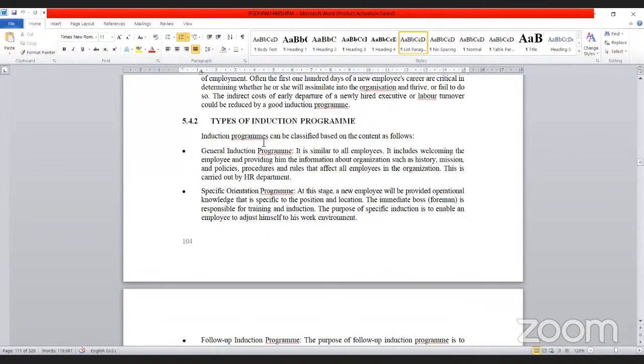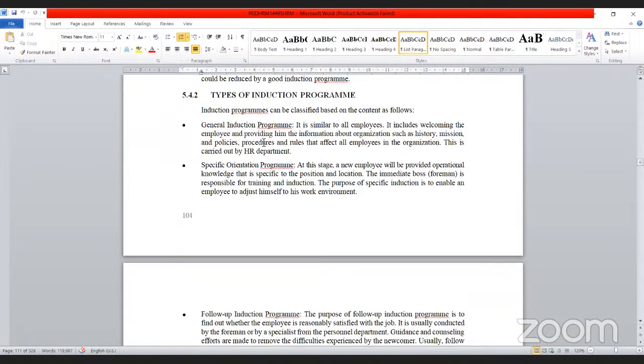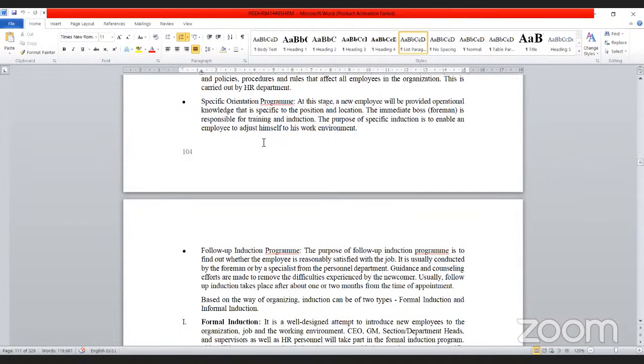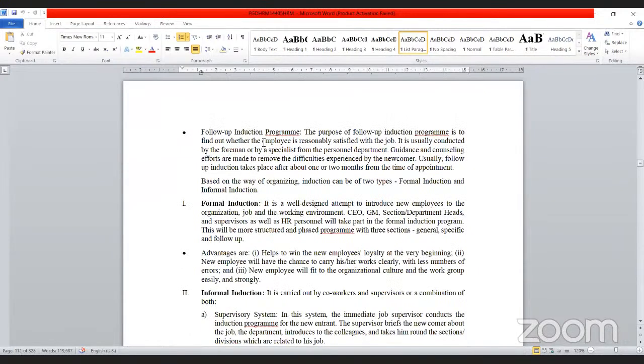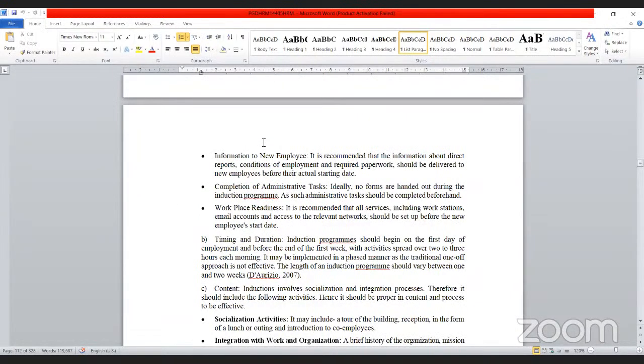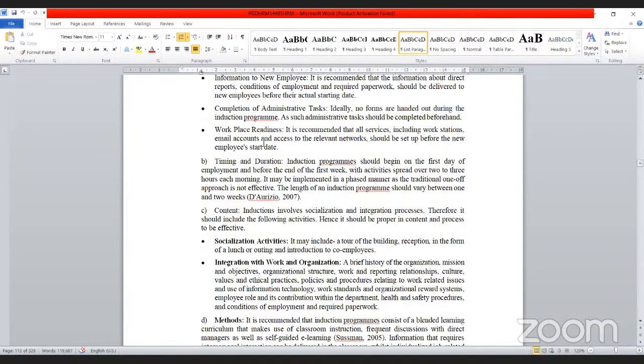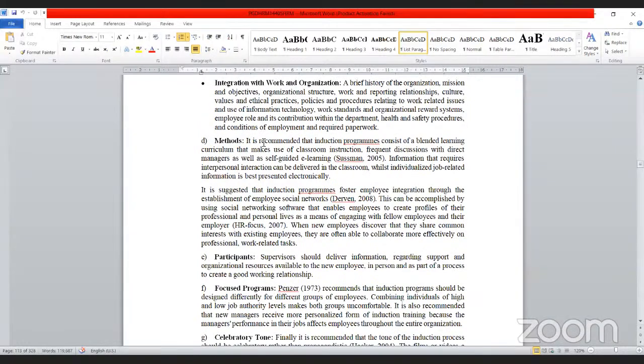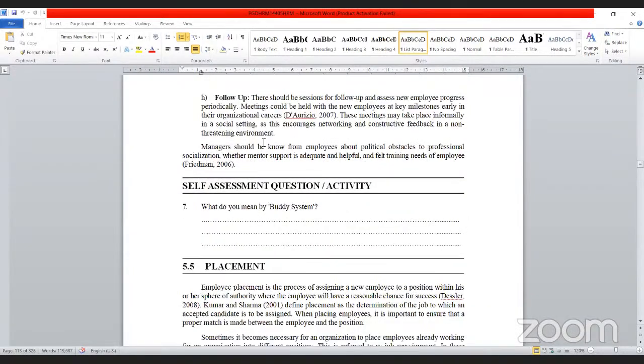There are various types of induction. There is a general introduction, where the organization tells the employee about their mission, vision, and procedures, an overview of what the company stands for. Or else they take a person and a specific induction program is given to them. We also need to make induction very effective, because this takes a lot of time and duration, where they understand the content and specialization, and the participants are focused.